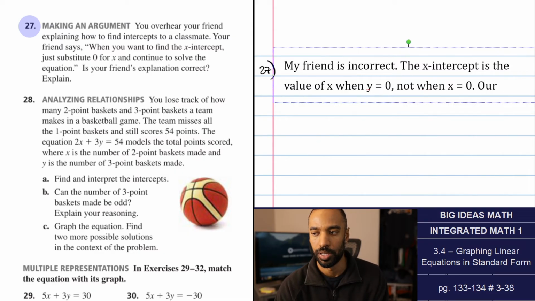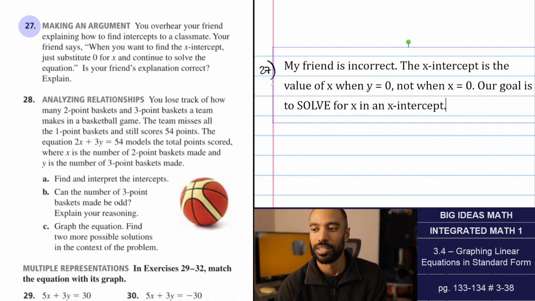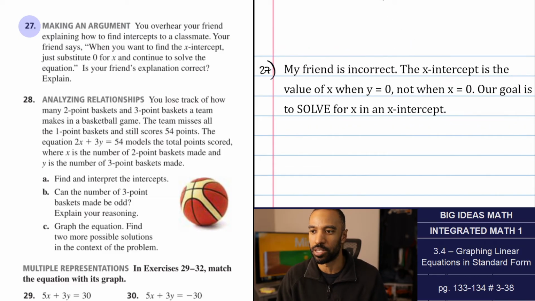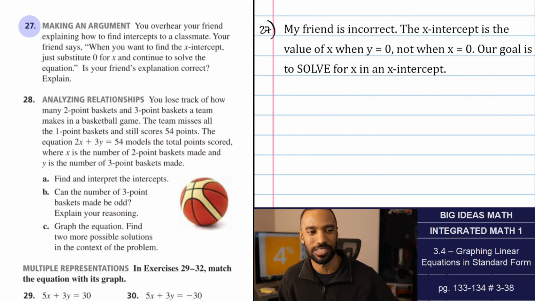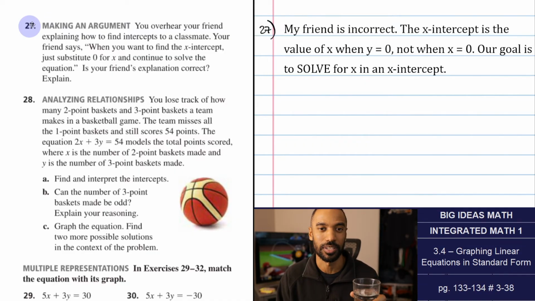Our goal is to solve for x in an x-intercept. Duh. So yeah, with friends set y equal to 0, you got to correct that at once because peers can't give false information to each other, right? That's not helping. We want people to help each other. We want them to help each other correctly.